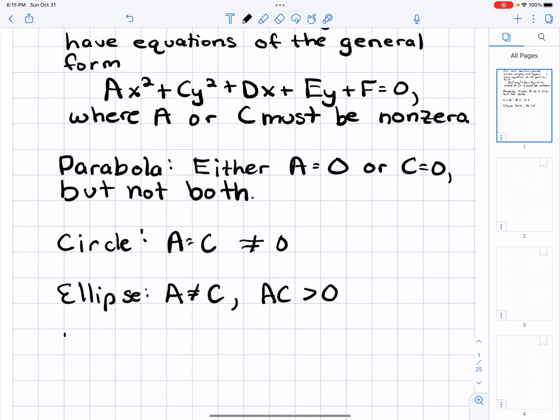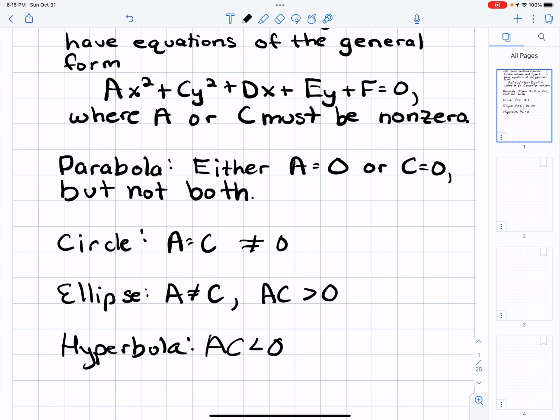And then a hyperbola, kind of similar to an ellipse, but your ac is less than 0. So in other words, a and c, when you multiply them together, will be negative. And that's where that minus comes in that hyperbola formula. Okay, so that's the general form with these caveats for each conic section. So that's a nice little generalization.